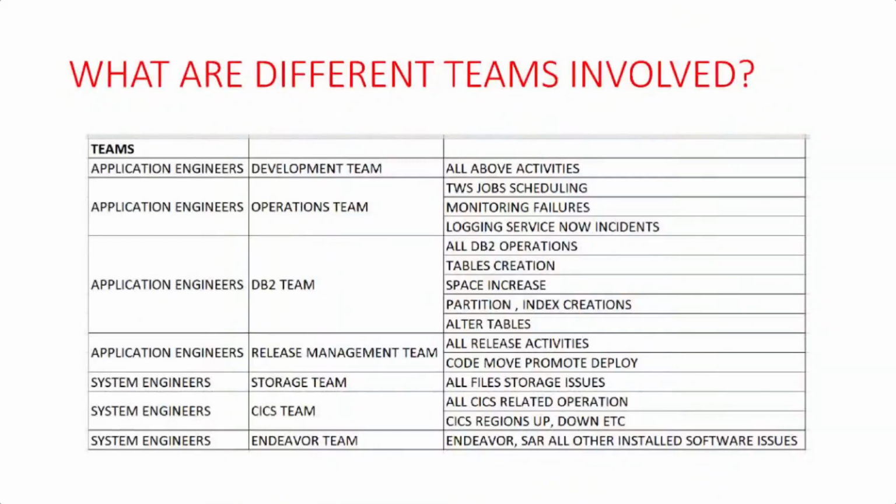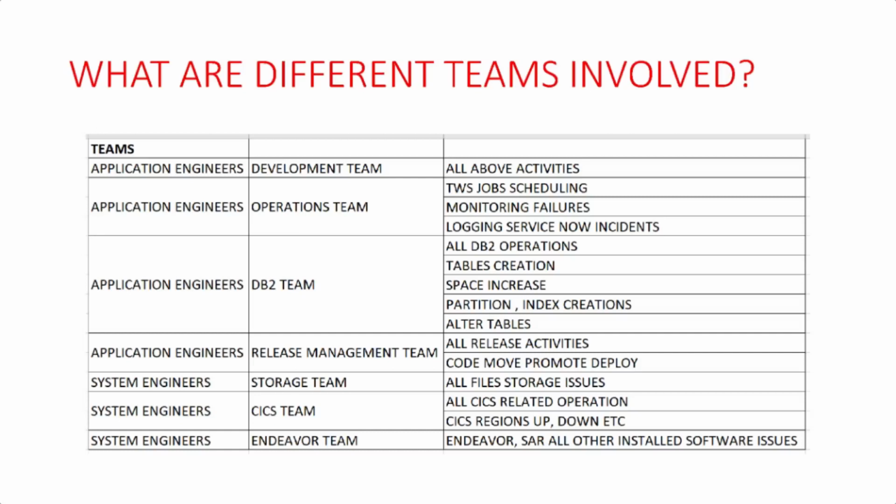What are the different teams involved for day-to-day activities? We can separate mainframe into two groups of engineers: application engineers and system engineers. An application engineer is the developer, and a system engineer is whoever provides the mainframe environment. If we check one by one, the application engineers include the development team, which handles all the activities above: development, analysis, fixes, everything program related.